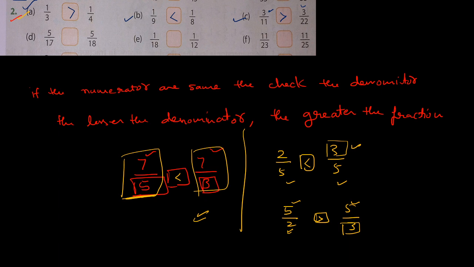Again, now in this, 5 is same and 18 is greater. So we will say 5 upon 17 is greater. Okay, if the greater number is in the denominator, then we will do the opposite thing. The fraction which has the smaller denominator will be the greater fraction. Now E. 1 upon 18, 1 upon 12. So 1 same. 18 is greater than 12. So 1 upon 18 is smaller and 1 upon 12 is greater. Now F. 11 upon 23 and 11 upon 25. Which is the greater fraction? Tell me fast. 23 is lesser, that is why it will be greater.